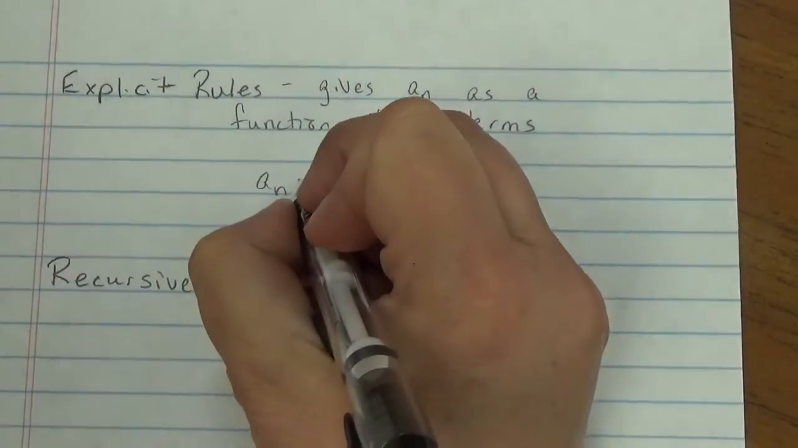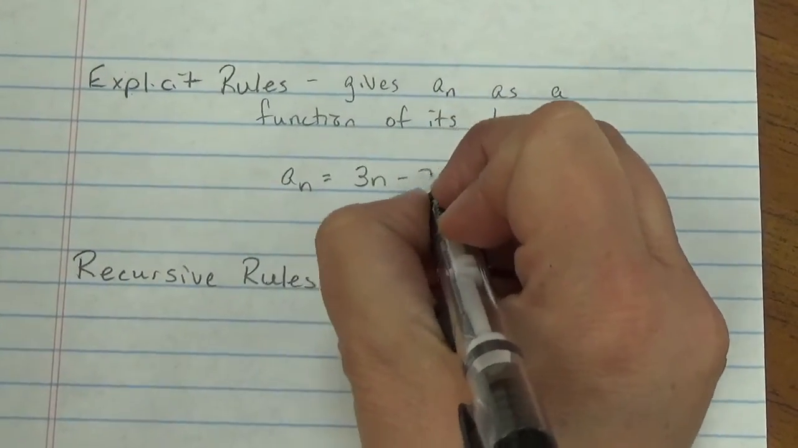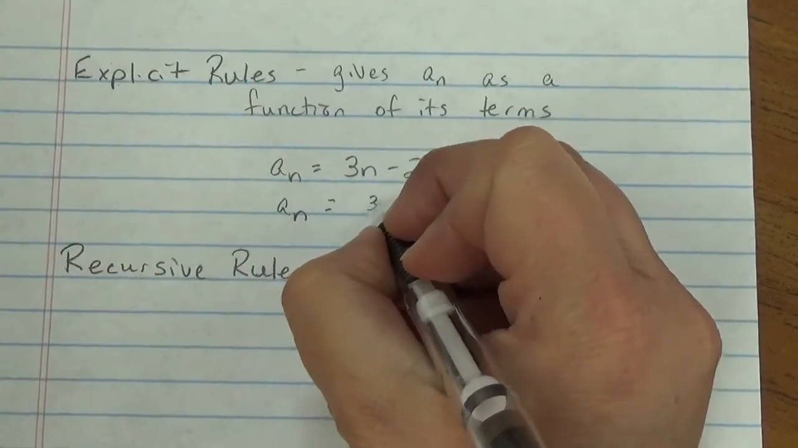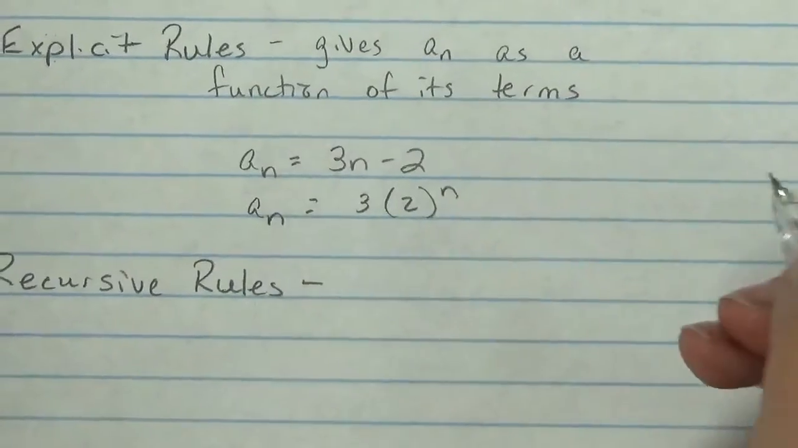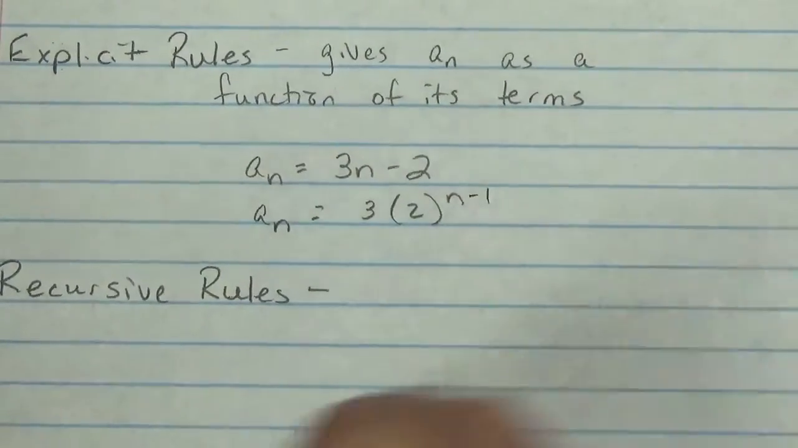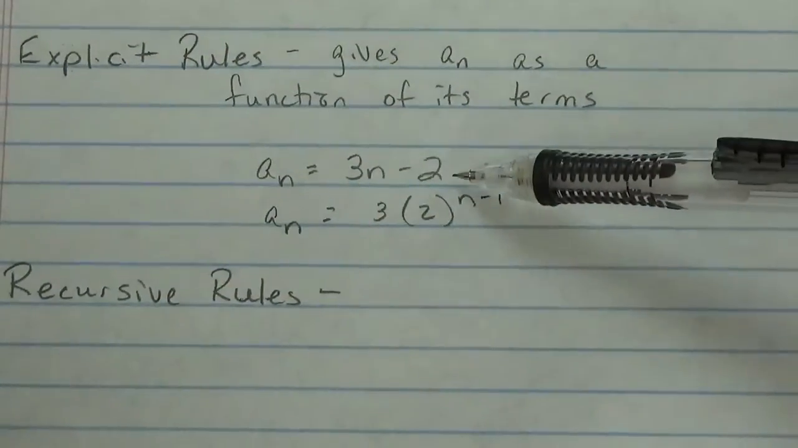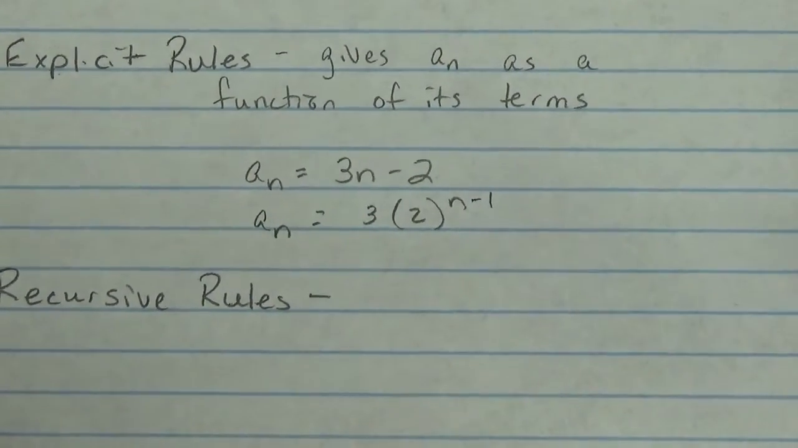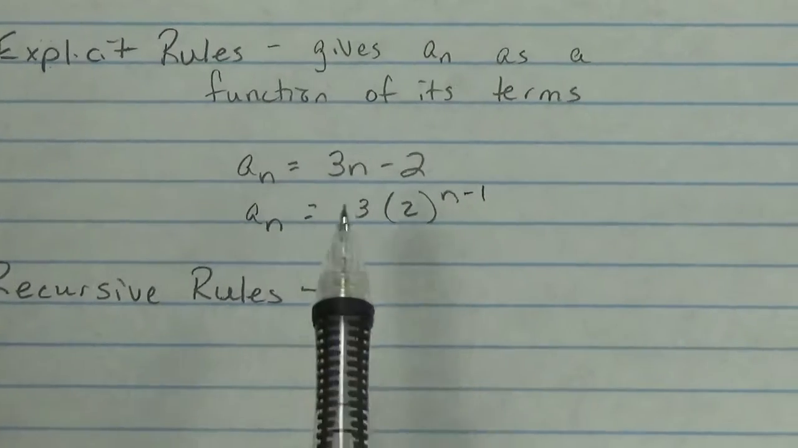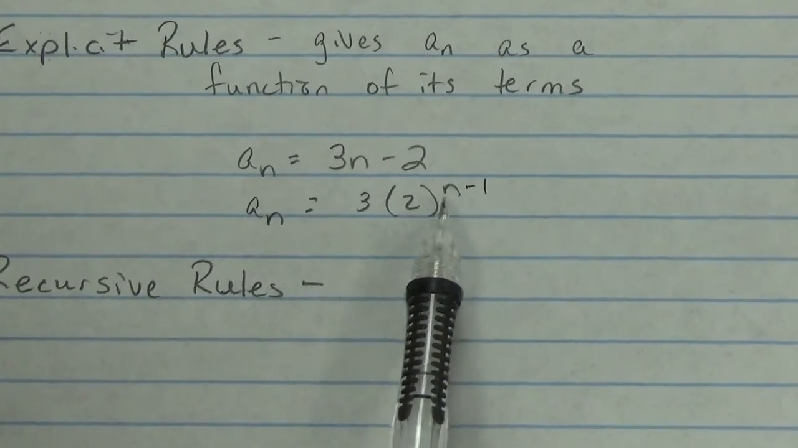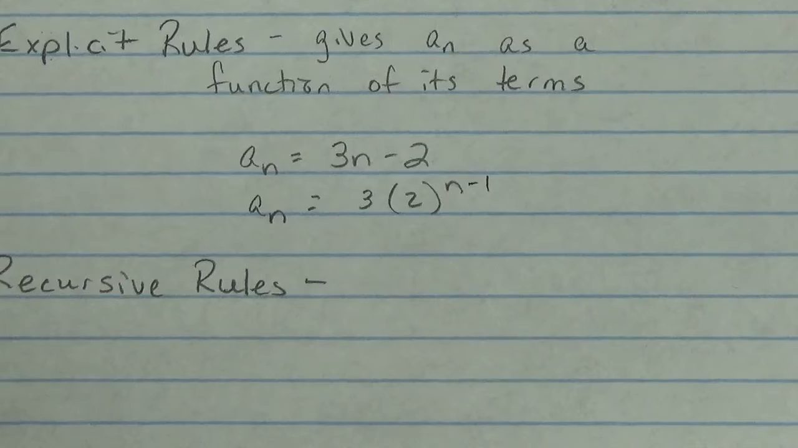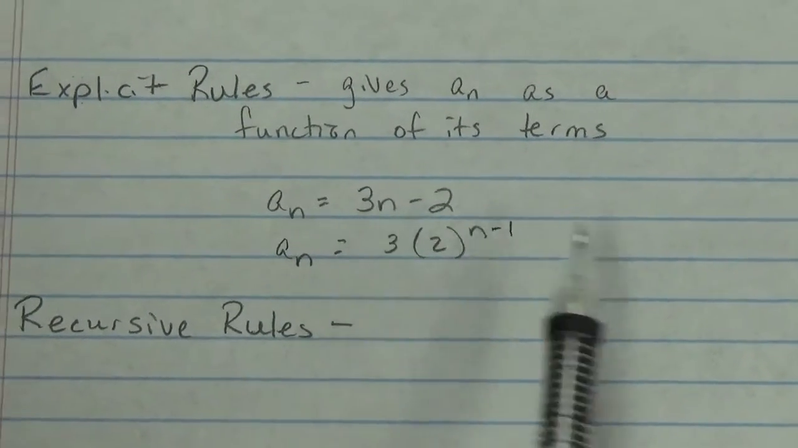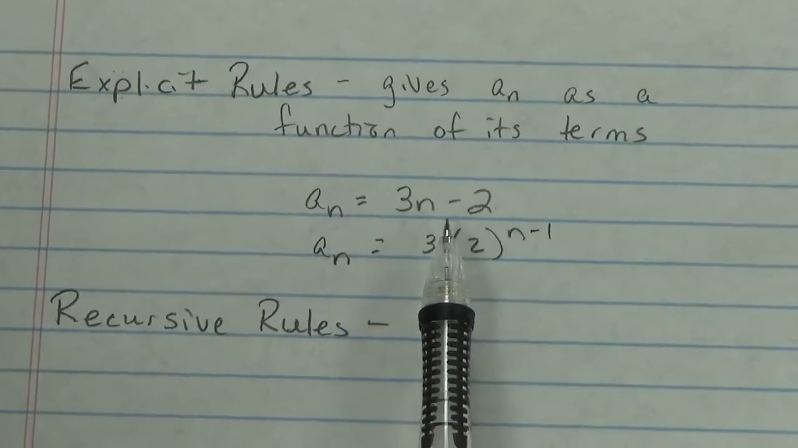So for an arithmetic sequence, here would be an example. For a geometric sequence, this would be an example. So here, if I wanted to find the 10th term, I would just put 10 in place of n. That would tell me the 10th term. If I wanted to find the 10th term here, I put 10 in place of n, and that would tell me the 10th term of this geometric sequence. So here, if I have the rule, I can find any term I want to, regardless of if I know any other terms.